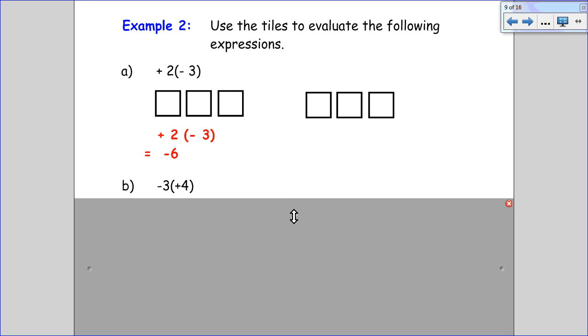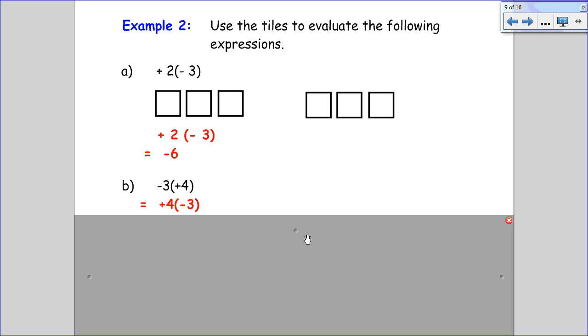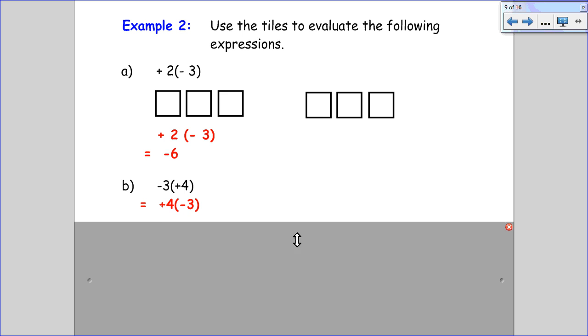But we all know that it doesn't matter if we do 3 times 4 or 4 times 3. So I'm going to write my positive first and do +4 times -3, which would give me 4 groups of -3.